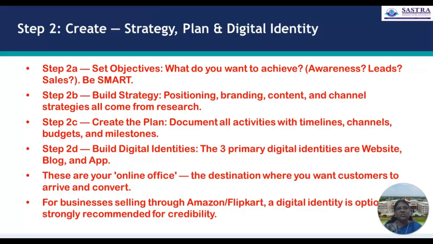The concept talks about the setting up of objectives. For that, you should be SMART. Then building the strategy. That means the positioning, branding, content, and channel strategies all come from research, and then creating an action plan. All the activities should be documented with the timeline, the deadlines, and the channels, and their budgets and their milestones, what they want to achieve. Then building up of the digital identity talks about the three primary digital identities like websites, the blogs, as well as the application. These are your online office.